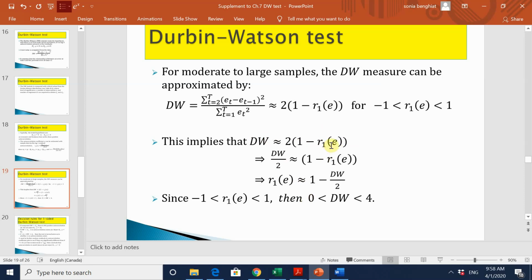When my correlation coefficient is equal to -1, then in the bracket I get 1 minus -1, which gives me +2. 2 times 2 gives me a maximum value for the Durbin-Watson statistic equal to 4. Hence, the Durbin-Watson lies between 0 and 4.